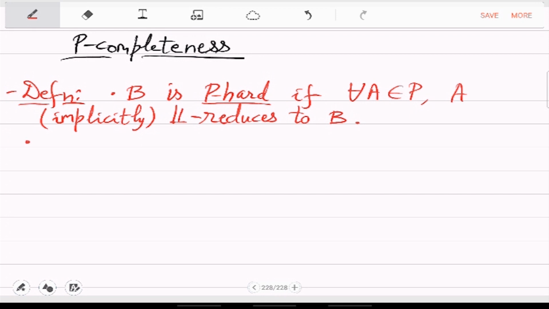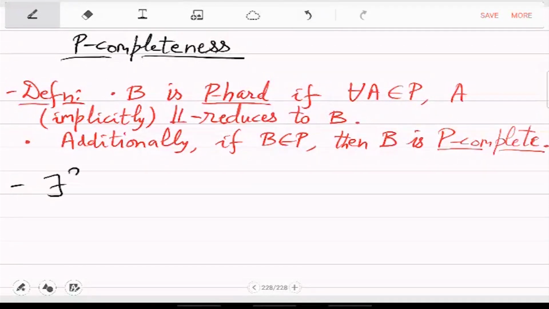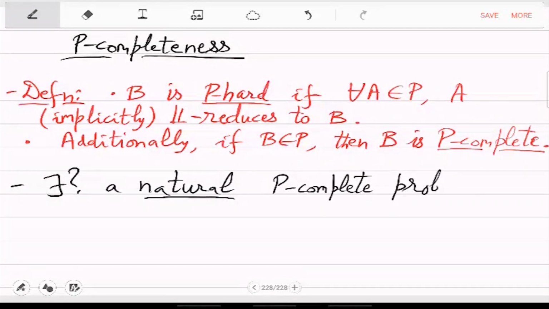And of course P completeness will be, additionally, if B is in P, then we call B P complete. So that is the notion of P completeness. It's kind of the hardest problem in the deterministic polynomial time class. So are there such problems? Does there exist a natural P complete problem? The focus is on natural. So this is what we will define next.